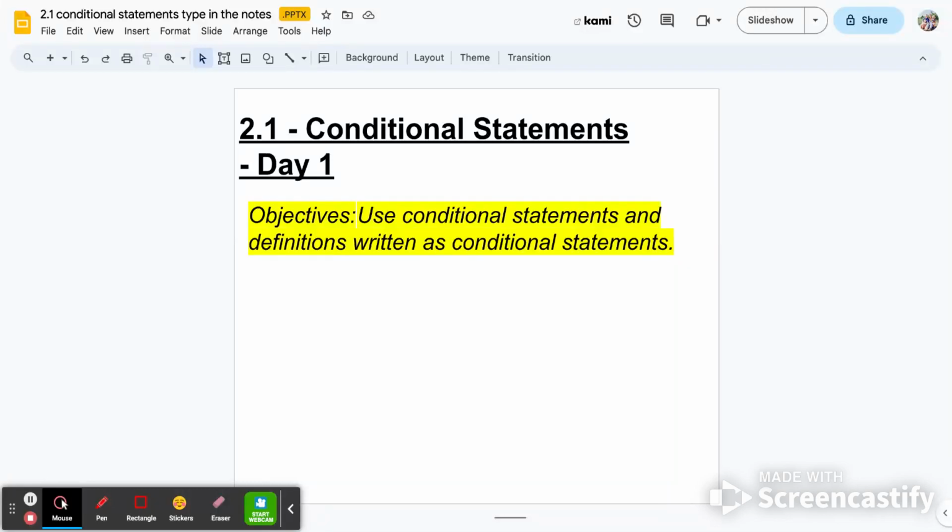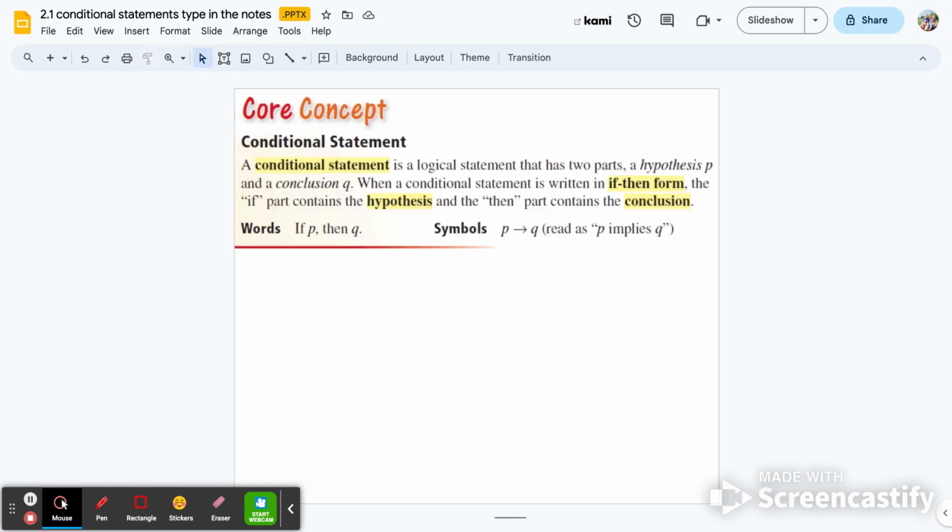We're going to look at lesson 2.1, conditional statements. There's a lot of writing in this, so what I figured is I would use the typing method in Google Slides to help go through this. That way you can fill in the blanks and we can move through this a little bit quicker.